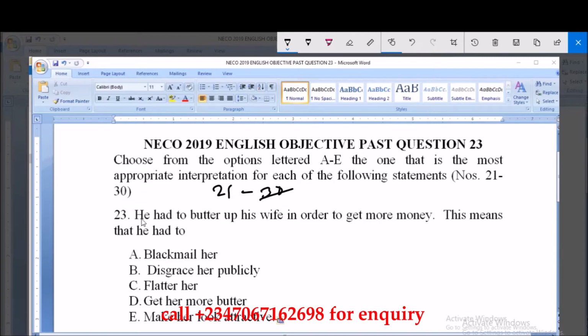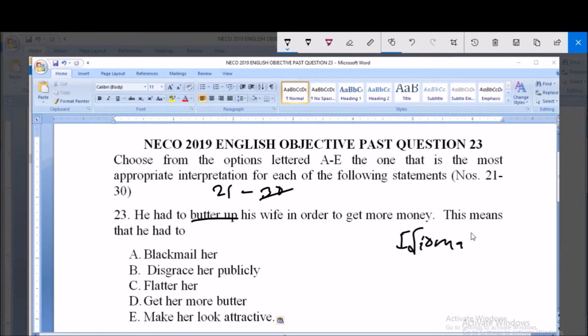The sentence says, he had to butter up his wife in order to get more money. This means that he had to... The idiomatic expression here is butter up. Remember that we are talking of idioms, so the topic is idiomatic expression.